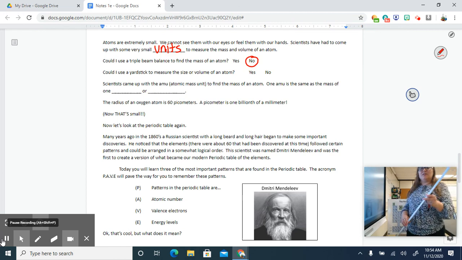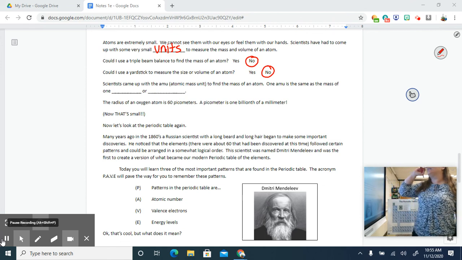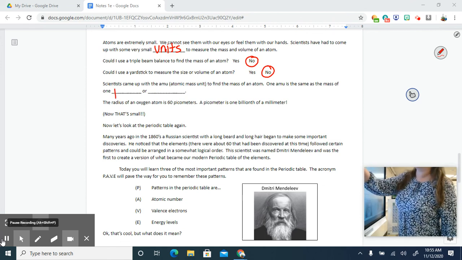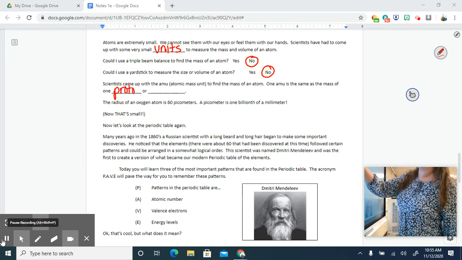Anyway, okay. So one of these things, could I use a meter stick or a yardstick to measure the size of an atom? Let's see how wide it is. Of course not. Again, it's way too small. It's not going to do us any good. So scientists came up with this AMU or atomic mass unit. The AMU can be one proton or one neutron.